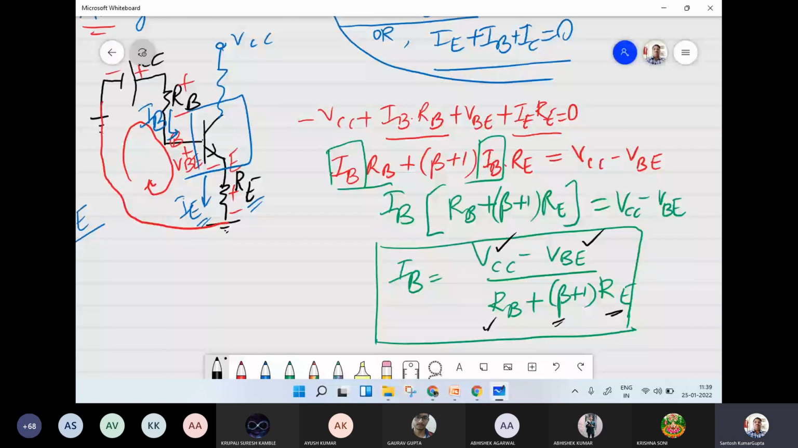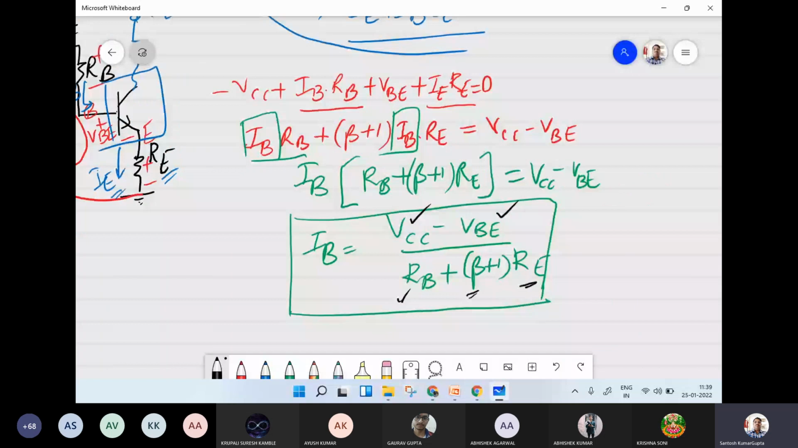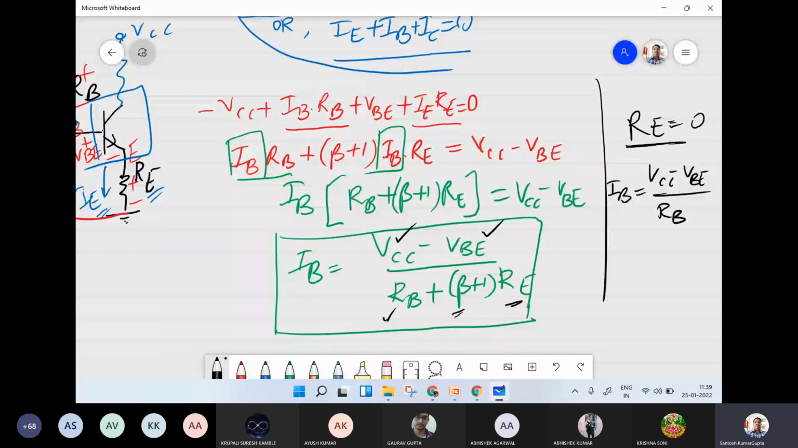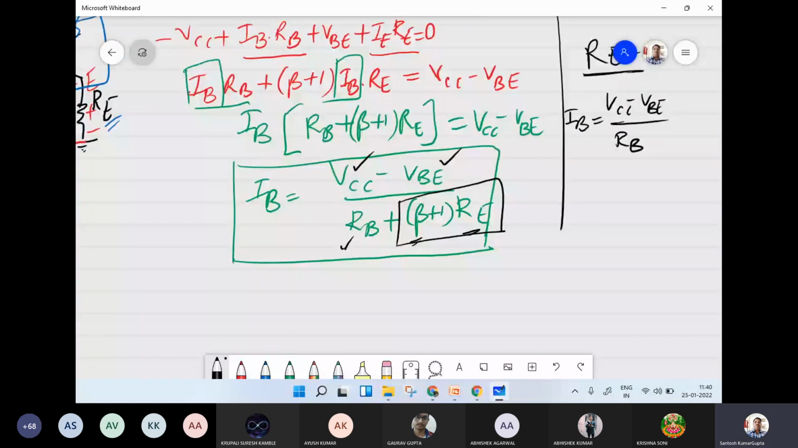The great thing which we can see here is that when RE was not present, when RE was 0, the current IB was equal to VCC minus VBE upon RB. When RE is present, we get this extra term. The beta factor we have learned is very large, of the order of say 100.